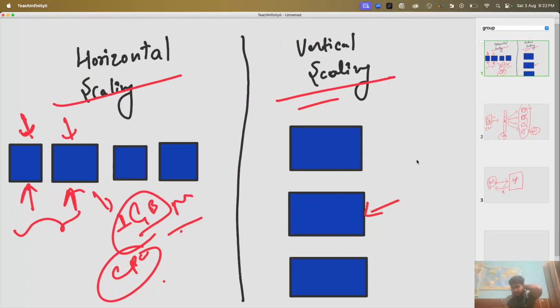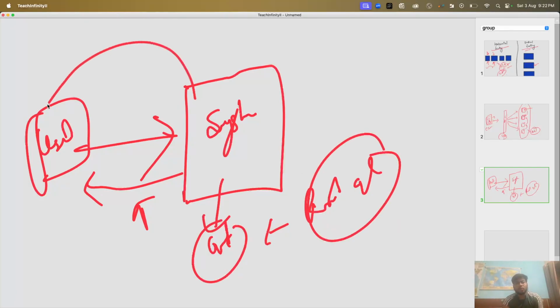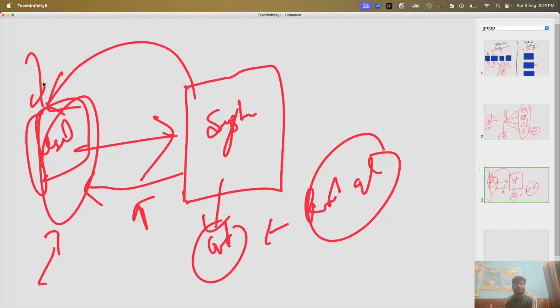Now the disadvantage of vertical scaling is that it's a single point of failure. What single point of failure means is that, let's say this system fails, say its RAM gets corrupted, then your whole website will get impacted. All the users coming to your website will not be able to access your app or website. Why? Because your backend is completely down just because the RAM is corrupted. So it's a single point of failure.